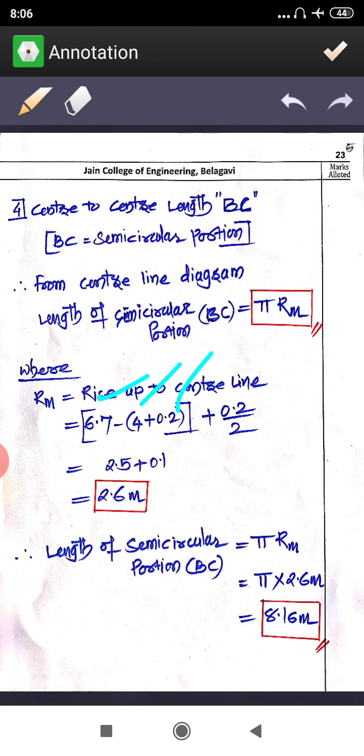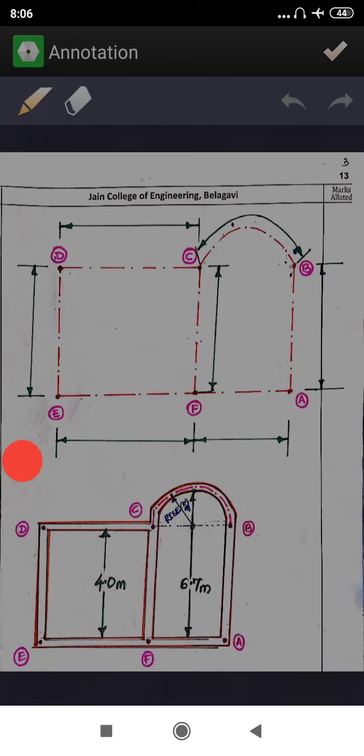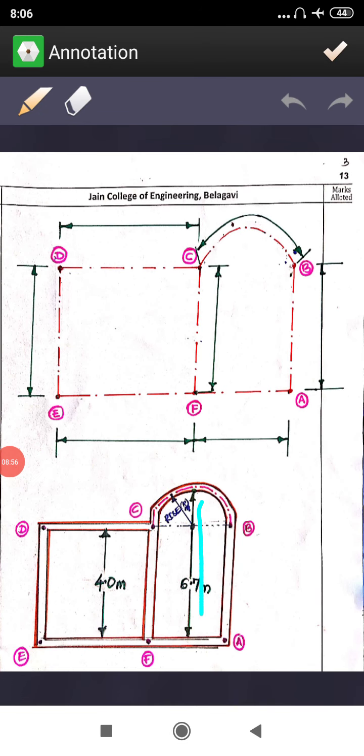Now from the figure I will show you. Now if you see this, the 6.7 is from here to here, it is 6.7. Now in this 6.7 you have to deduct 4 meter plus this wall thickness. So you are going to come here up to this portion, right? Then you'll be getting this much only. So there you have to add half of the wall thickness, so that you can go to the center of that wall. So it is going to be 2.6, right?